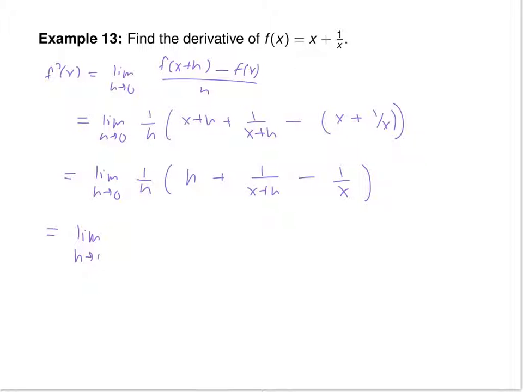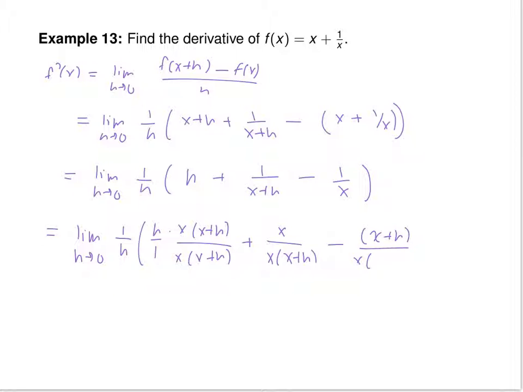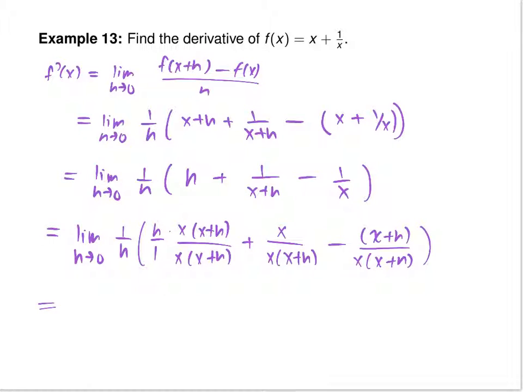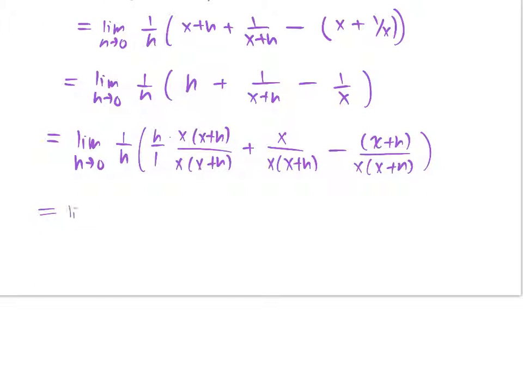What does the h need? H needs the x and the x plus h. What does the x plus h need? And how about the last one? And be careful with parentheses there. Okay. Oh man, okay. So our common denominator, I'm just going to write it down, is x times x plus h.